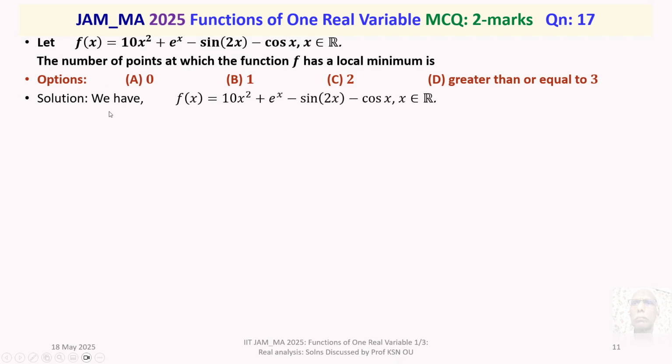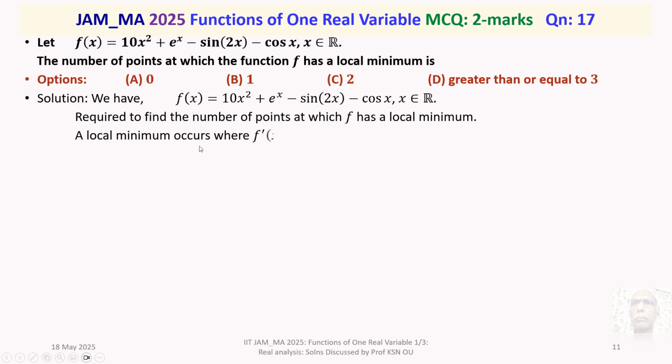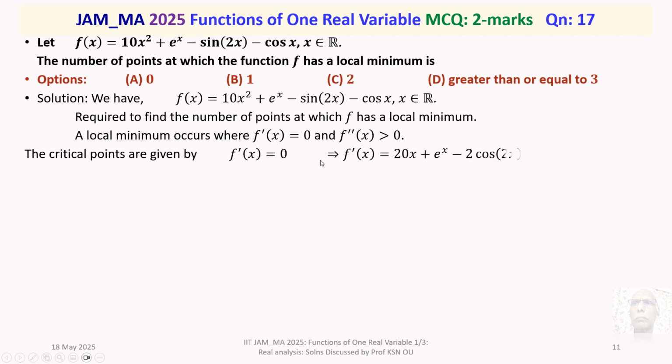We have the given function. We are required to find the number of points at which this function f has a local minimum. A local minimum occurs at those points where f prime x is equal to 0 and f double prime x is greater than 0. f prime x equal to 0 will give you the critical points. Now differentiate this, then it will be 20x plus e power x minus 2 cos 2x plus sin x is equal to 0.